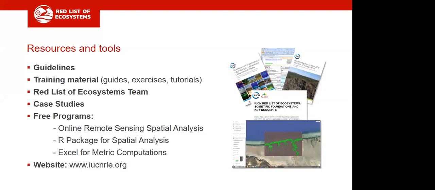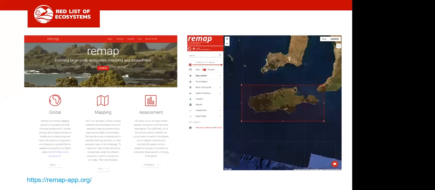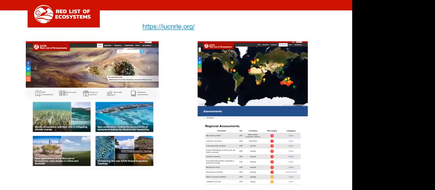There are different software programs available, and all of this you can look at on the RLE website. Just highlighting one of these, it's the REMAP tool. It's not only designed for RLE assessments. It's an online mapping tool based on the Google Earth Engine platform, directed towards people that might not be GIS and remote sensing experts, but that require maps for conducting their assessments. So it's a very straightforward tool for producing a first version of those ecosystem maps. It has a lot of tutorials available that you can look at. And there's of course the website that has all of these resources, including the detailed assessments that have been completed so far.